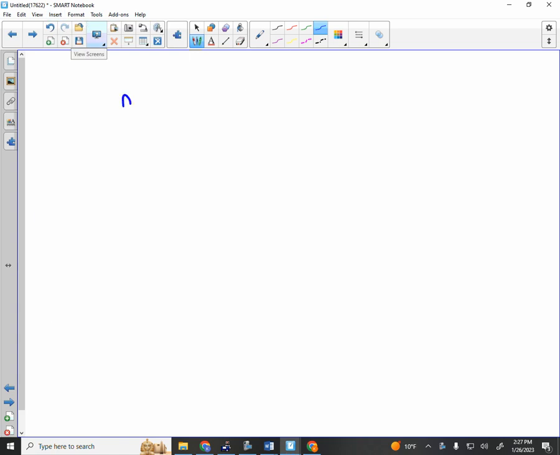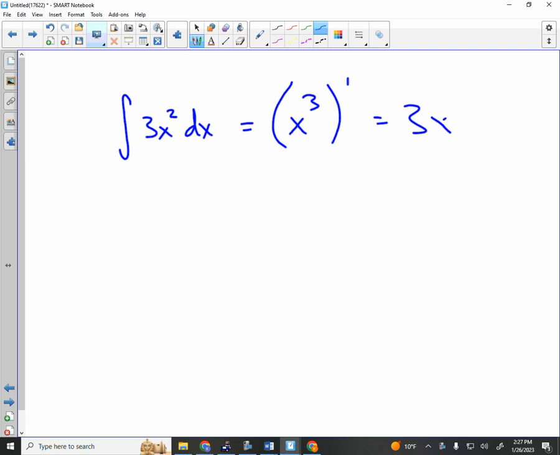Suppose you have the antiderivative of, let's say, 3x squared dx. You would say, well, that's equal to x to the third. Because if you take the derivative of x to the third, you get 3x squared. Okay? And you see that this matches right here. So there we go.